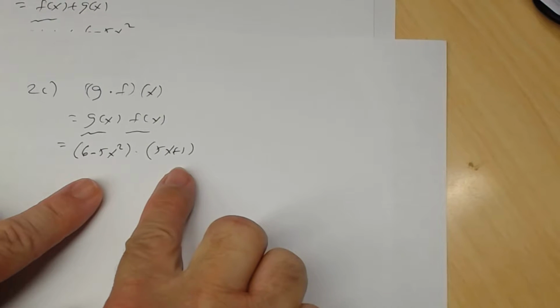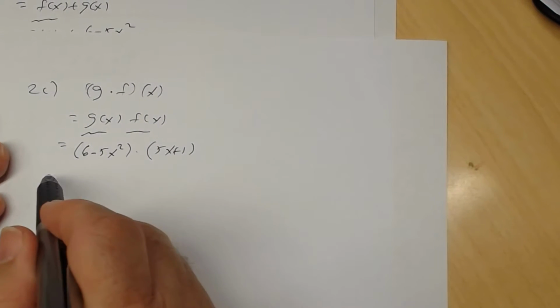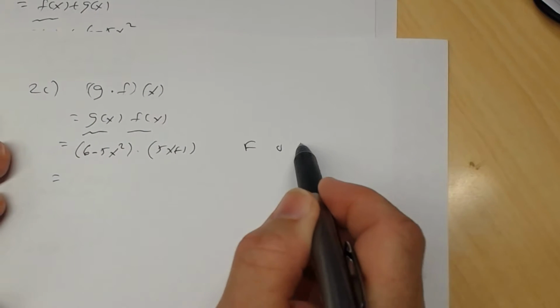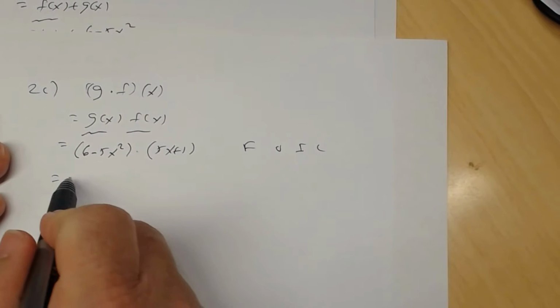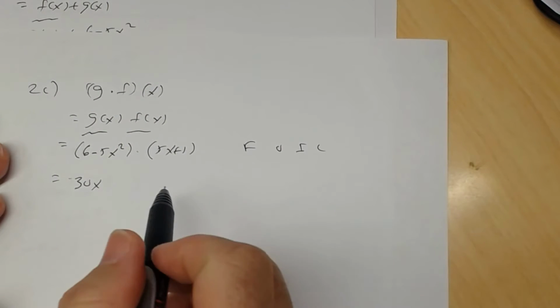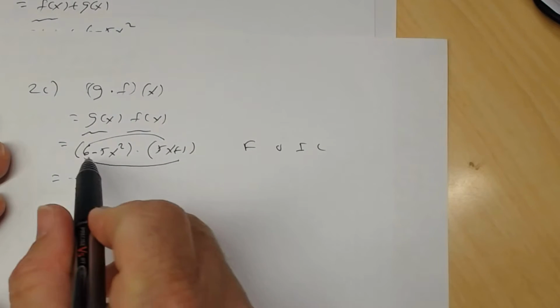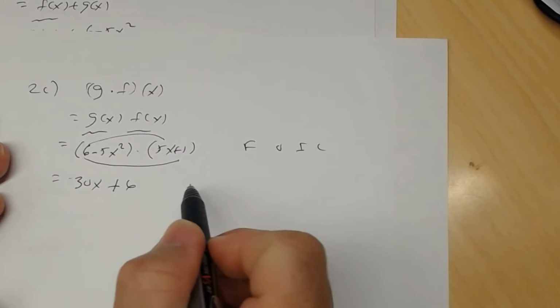So notice those are two binomials, so I can use the FOIL method. So remember the FOIL, F-O-I-L. So 6 times 5x is 30x. So that was the first. First times first. The outer, 6 times a positive 1 is a positive 6.